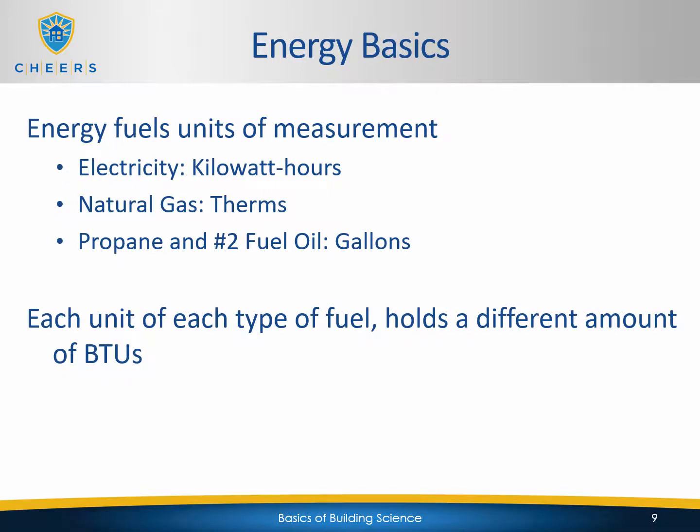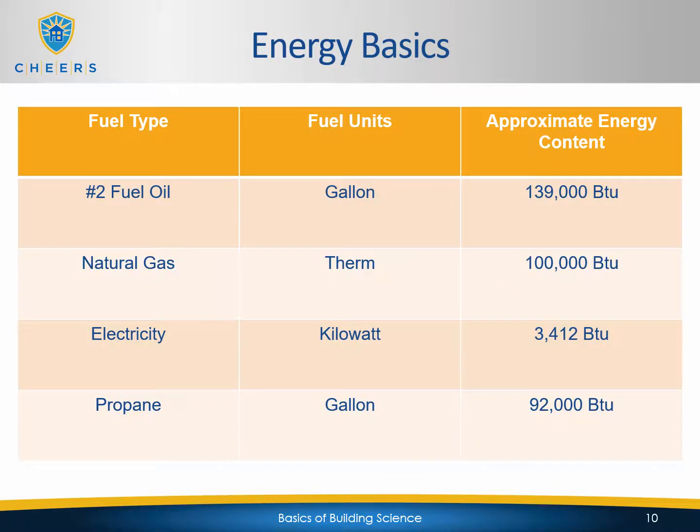So as far as energy goes, there are different ways to measure energy, and different sources of energy are measured with different units of measurement. For example, electricity is measured in kilowatt hours. Natural gas is measured in therms. Propane and number two fuel oils are measured in gallons. Each unit of each type of fuel holds a different amount of BTUs, and BTUs can be transferred again to energy that can be produced from that particular fuel source.